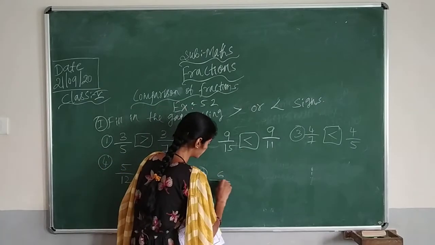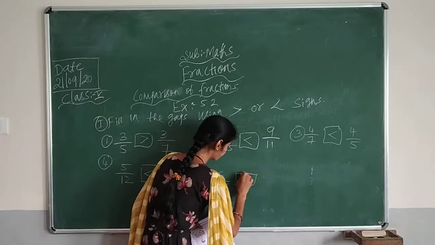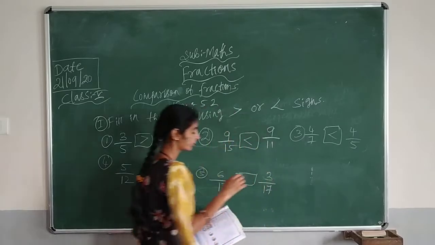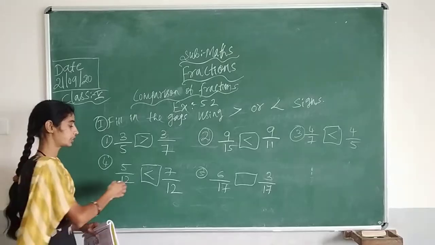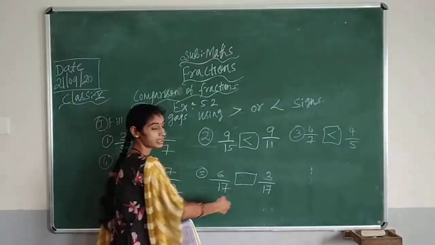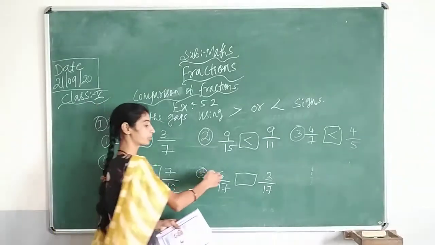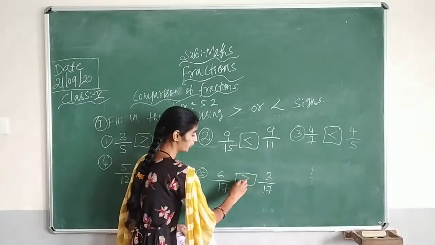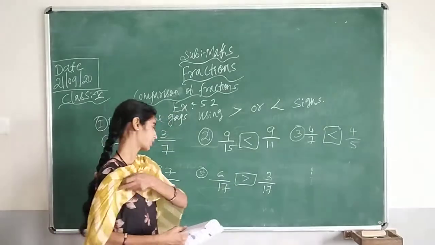Question number 5. 6 by 17, then 3 by 17. So now again it is similar to the question number 4 because the denominators are the same. So see the numerator of the greatest value. Yes, it is 6. So make open angle that side.